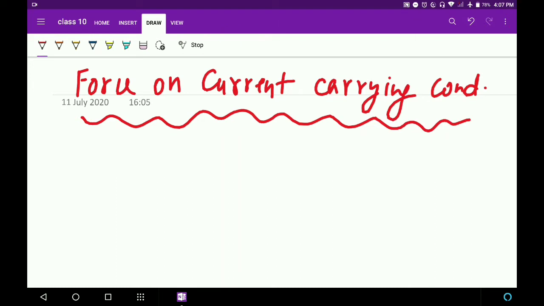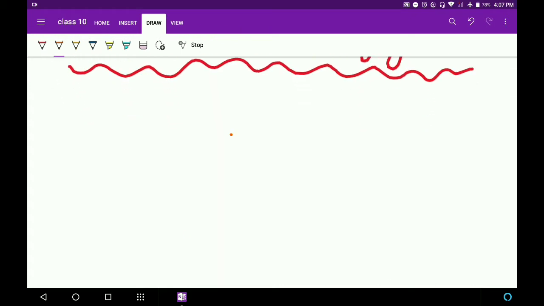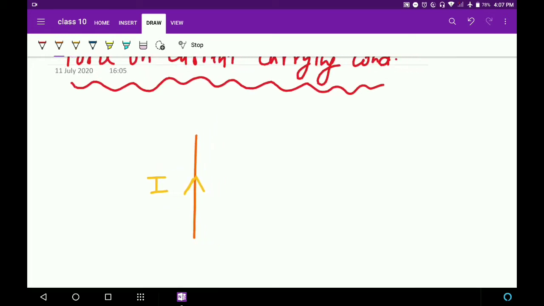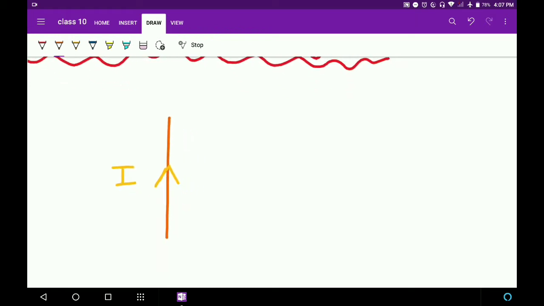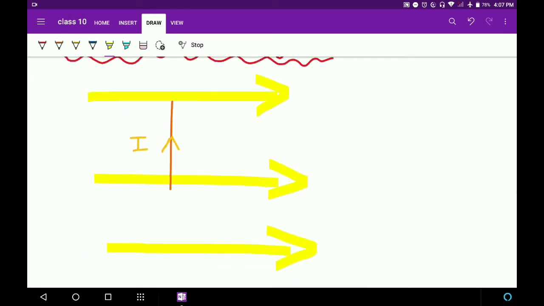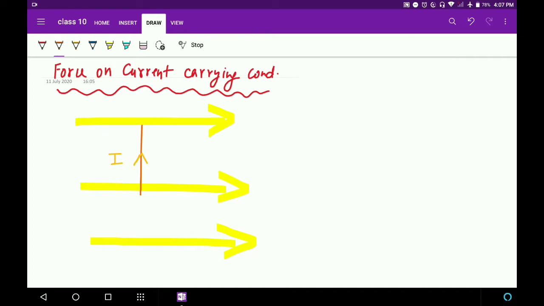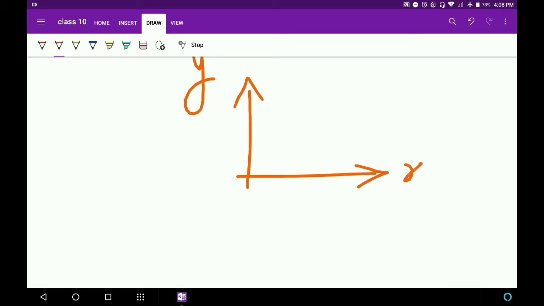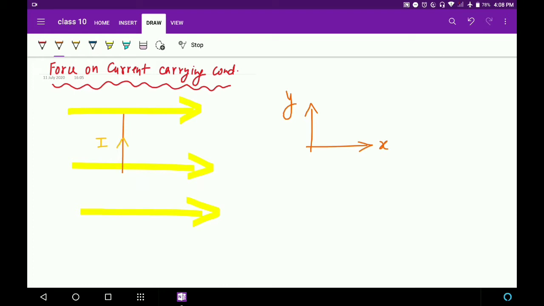Okay, so let us first discuss what is happening over here. Let's say we have a current carrying wire, and a current I is flowing in this wire in upward direction. Let us assume that in this zone we have a magnetic field, in right direction. In terms of coordinate system, current is flowing along y-axis and magnetic field is along x-axis.